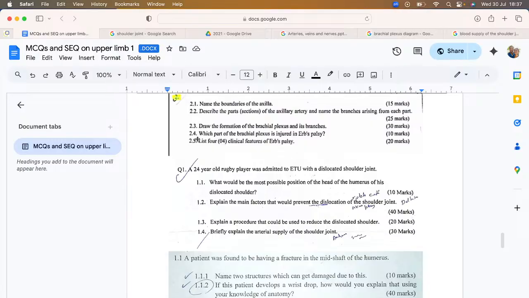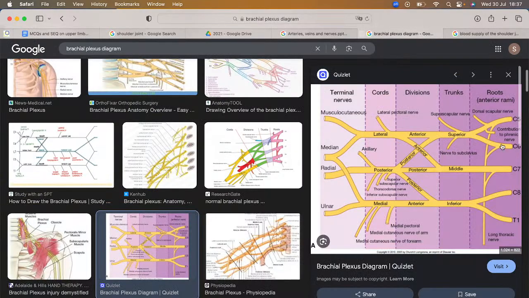Right, so the next question: which part of the brachial plexus is injured in Erb's palsy? When we talk about Erb's palsy, which part of the brachial plexus are we talking about? That's essentially the same as Erb-Duchenne paralysis, right? So essentially the brachial plexus injury happens at the C5, C6 level. So if we take the brachial plexus again, we have C5 and C6.